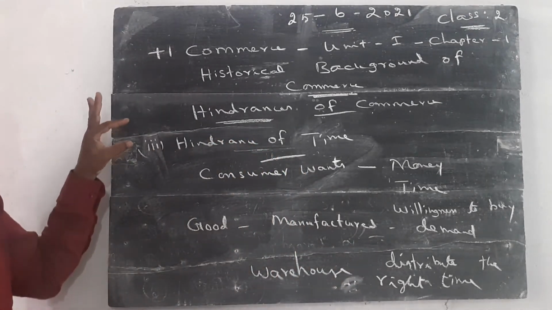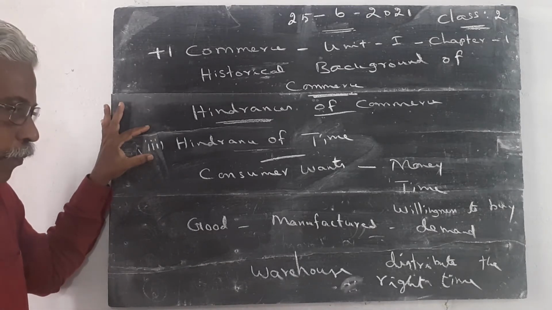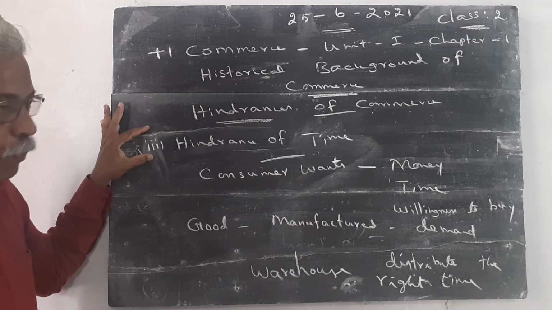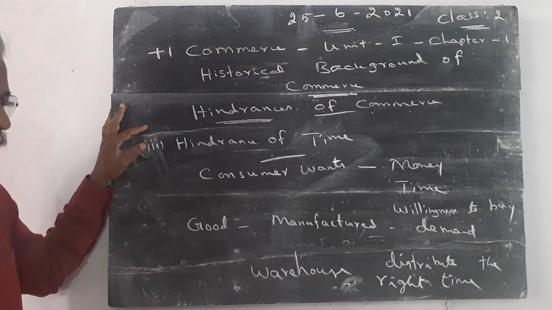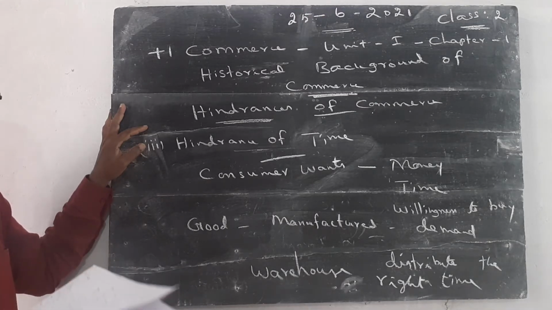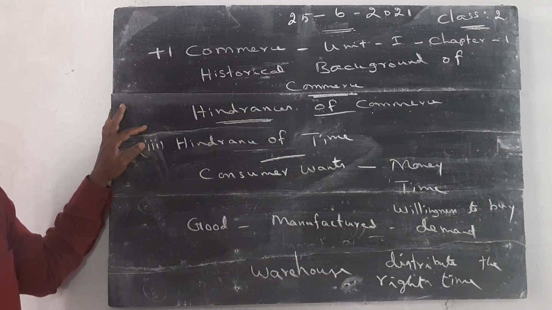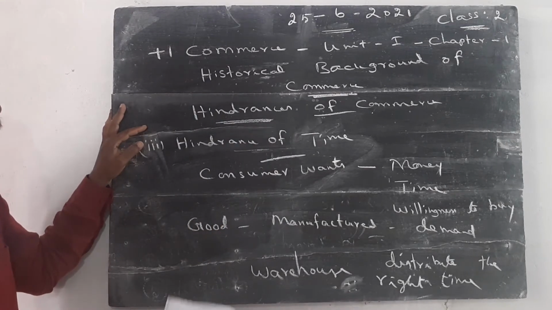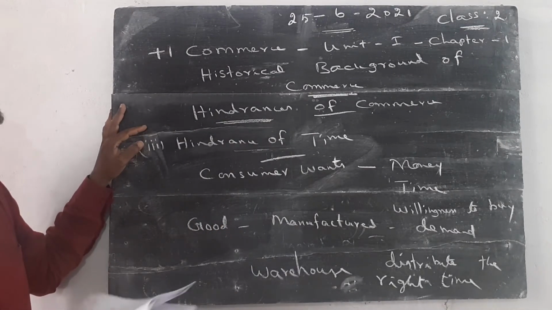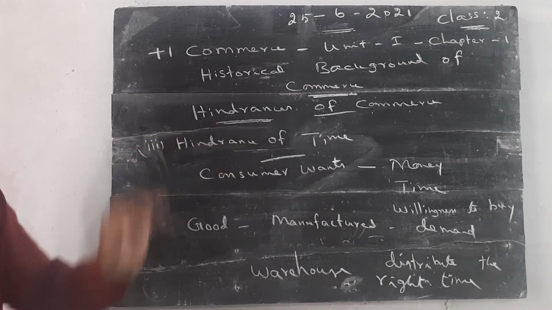Once again, I want to explain this third point, hindrance of time. Consumers want the product when they have money, time and willingness to buy the product. Goods are manufactured with the anticipation of demand. Whenever the consumers demand the product, the goods are distributed at the right time at the right place. The warehouses remove this hindrance of time. Warehouses distribute the product to the doorsteps of the consumer whenever they have a demand. This is called hindrance of time.